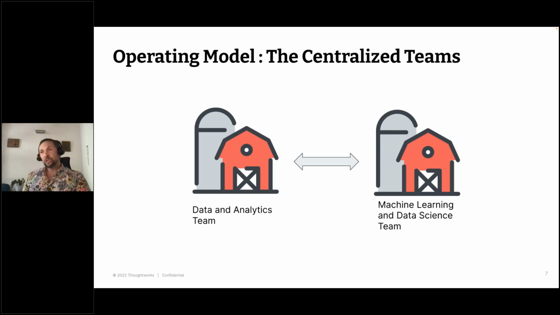So traditionally, I think we approach this from having a data and analytics team and a machine learning and data science team, right? And they are in separate silos, but they do talk to each other, right? And I think, you know, that actually works. There's nothing wrong with that particular approach.